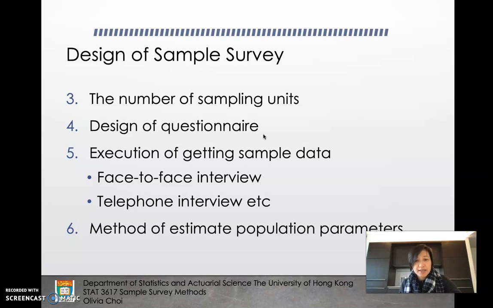Next is the execution of getting sample data. When you conduct a sample survey, you can decide whether to do a face-to-face interview, or, if you only have limited resources, a telephone interview, etc. Then the method of estimating population parameters. We will talk about how we calculate the estimates for all of the parameters, like the average, proportion, or the total.